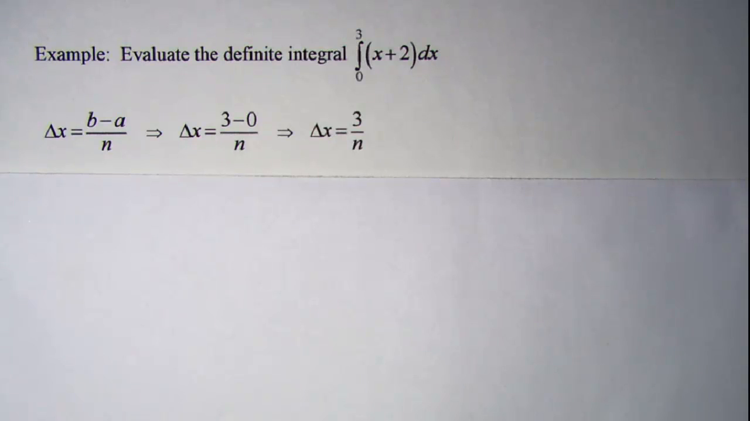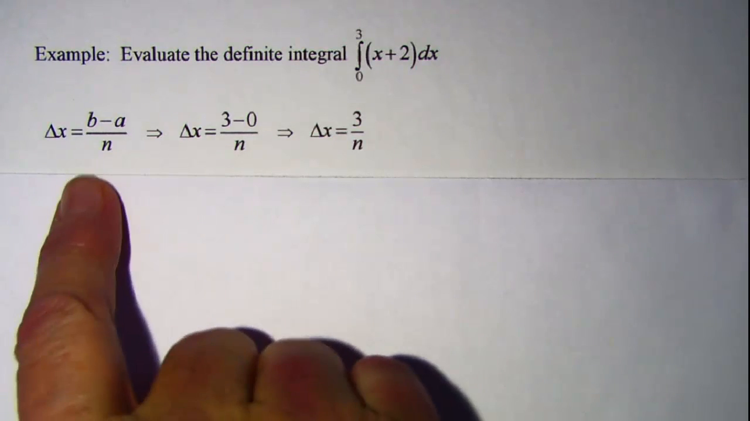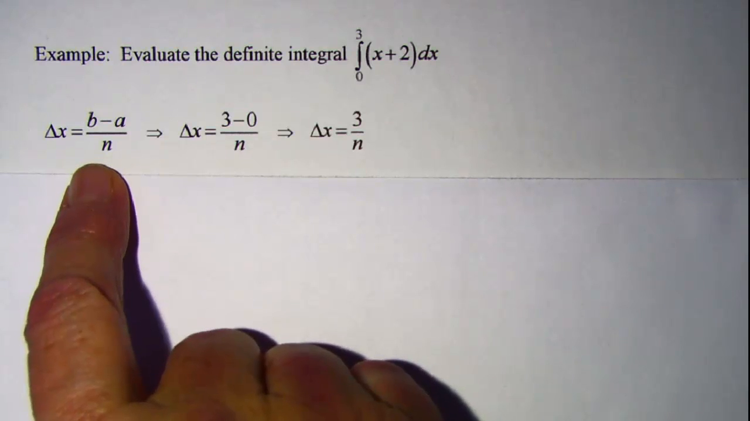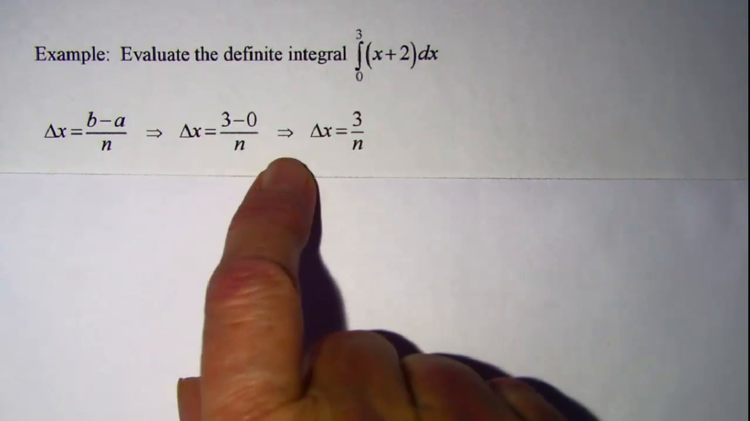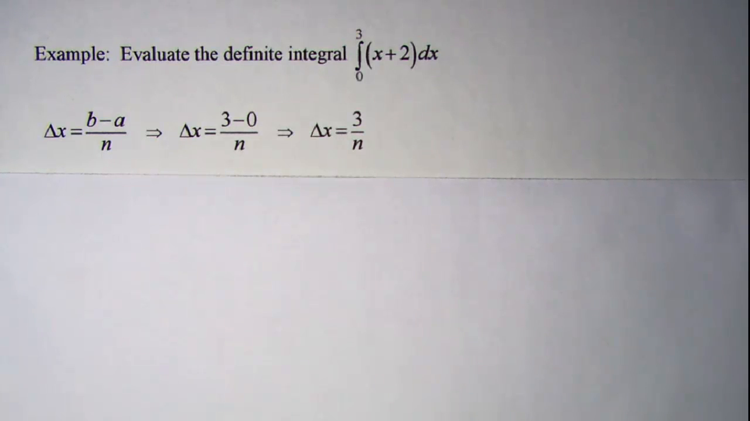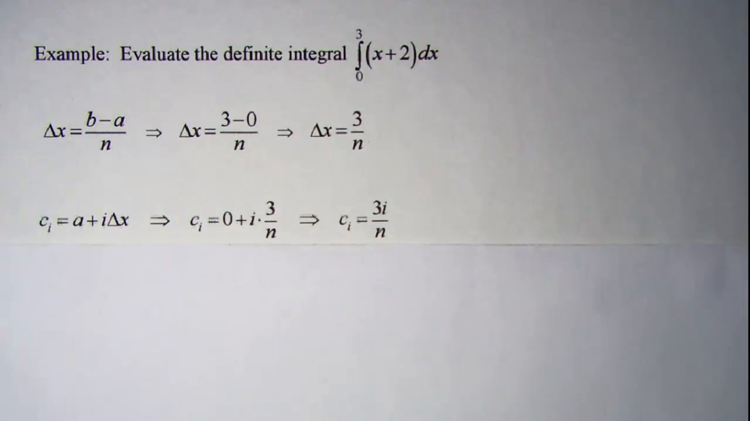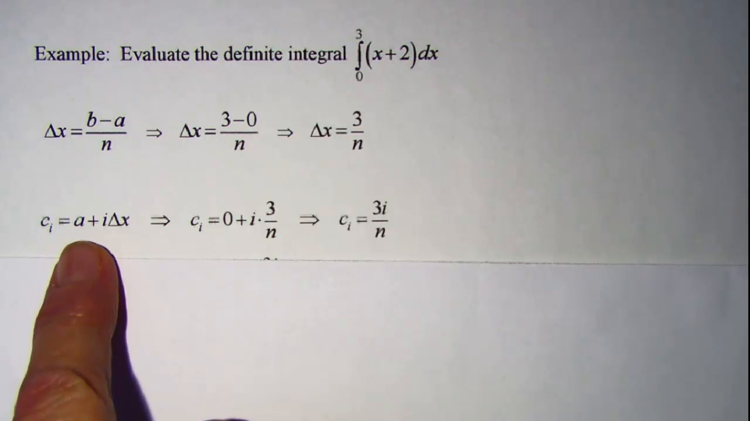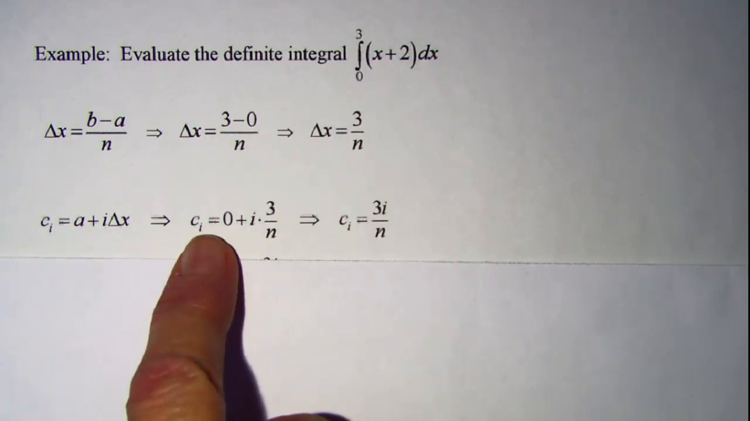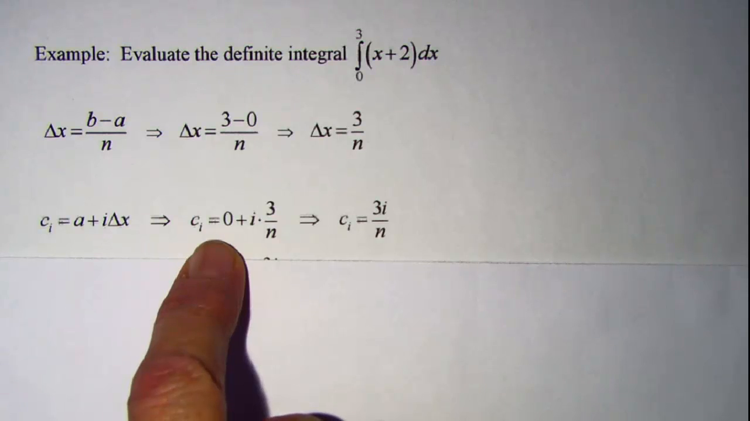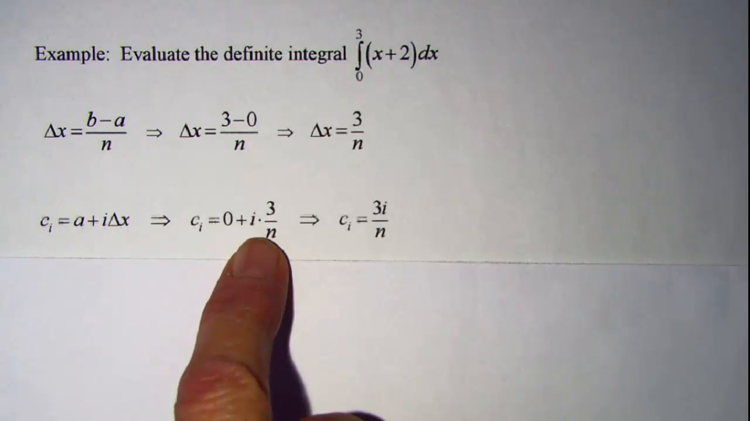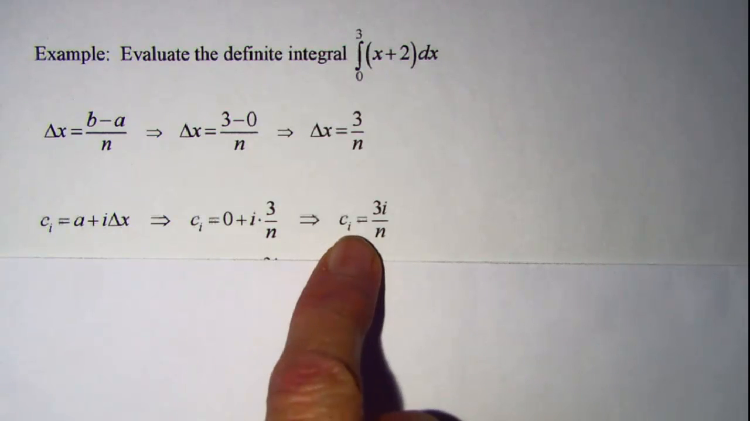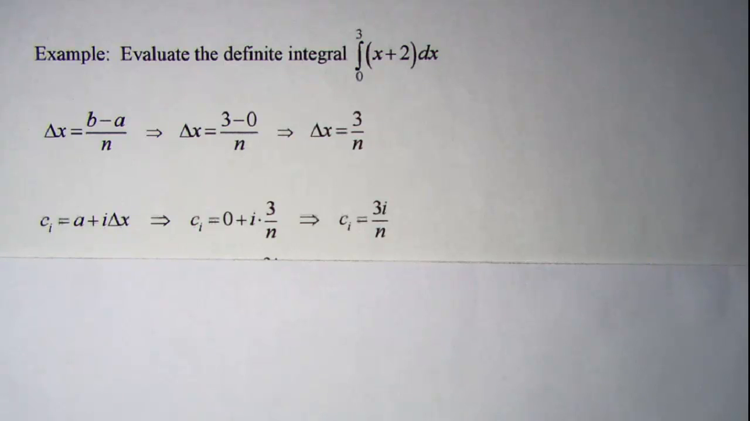First thing we want to do is find delta x. Remember, this is the formula we use to find delta x. So we're going to take 3 minus 0 divided by n. So delta x is 3 over n. Then we also need to find c sub i, and this is the equation that we use to find that. So for our problem, c sub i is 0, which is our left boundary, plus i times 3 over n. So c sub i is 3i over n.